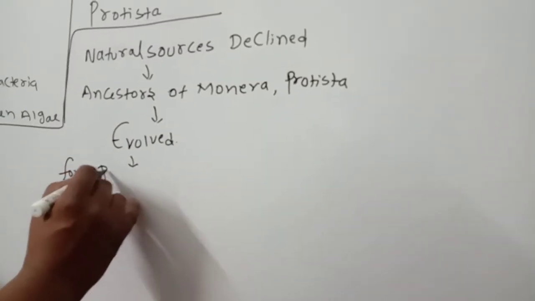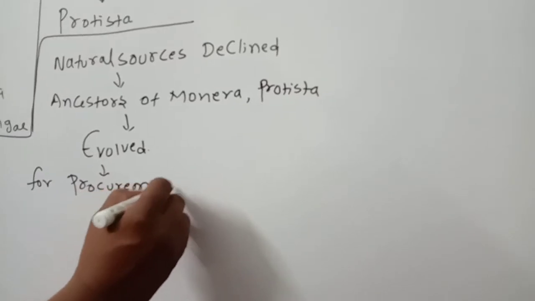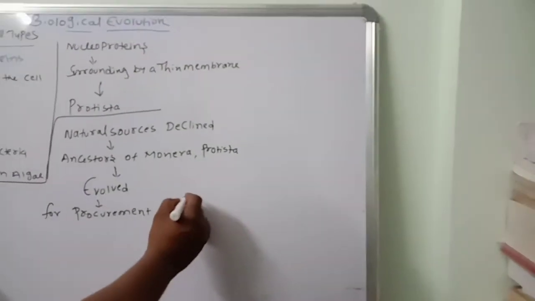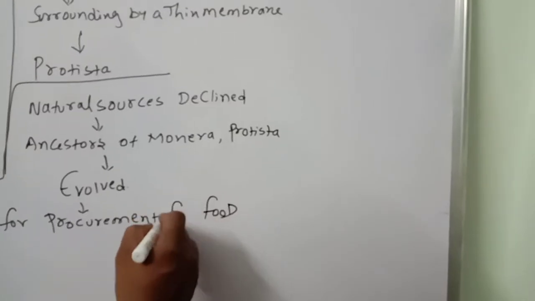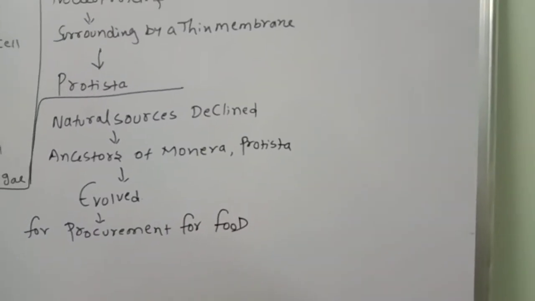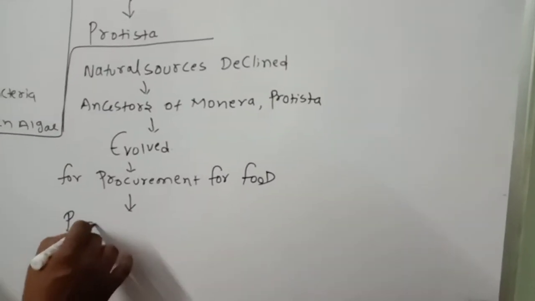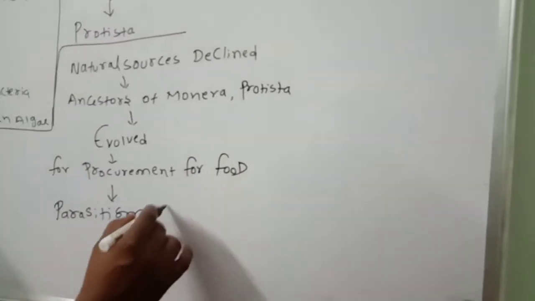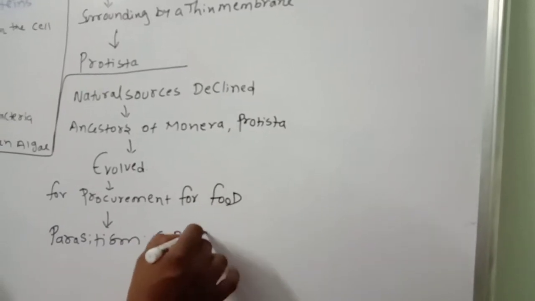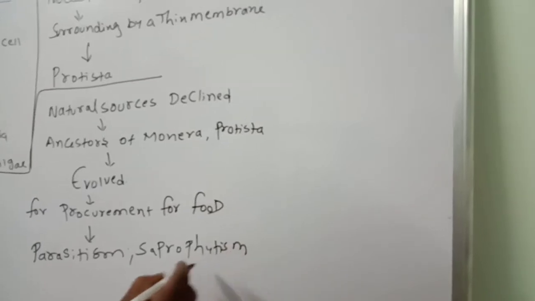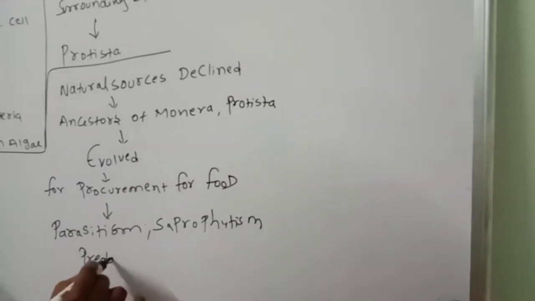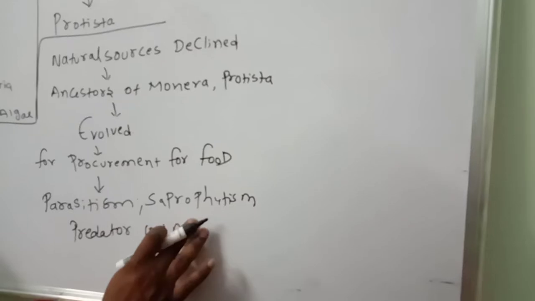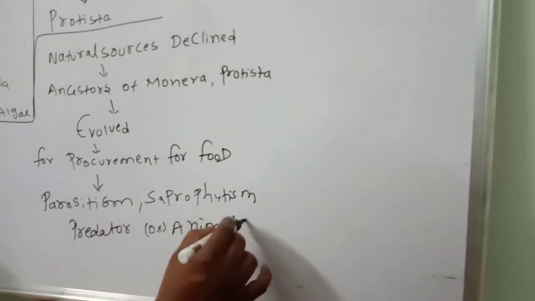Procurement of food. This is the most important. For procurement of food, what did they do? They changed into, or converted into, parasites, and they performed parasitism. And saprophytism. Then predation or amensalism. Simply, you can say amensalism for short.